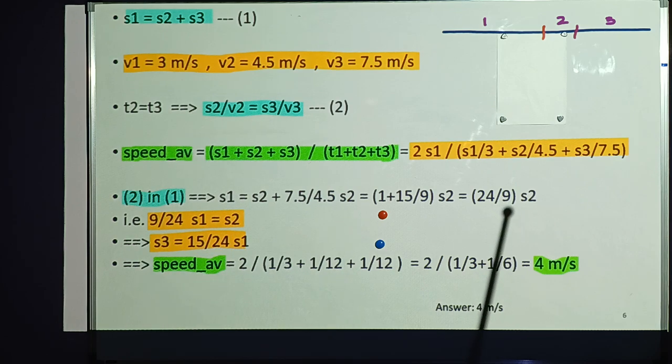So simplifying, we get 24 by 9. So S2 is a fraction of S1, which is 9 by 24. So S3 should be the remaining fraction, because S2 and S3 should combine to give S1. So the remaining fraction is 15, because 24 minus 9 is 15. Average speed is 2, S1 will cancel. So 1 by 3 plus 1 by 12 plus 1 by 2.